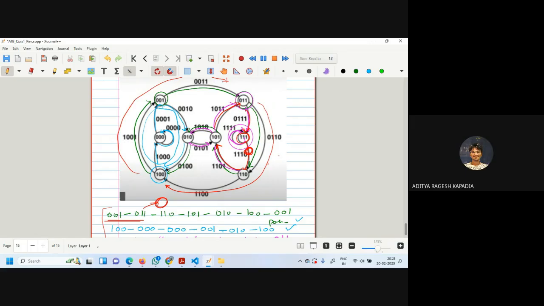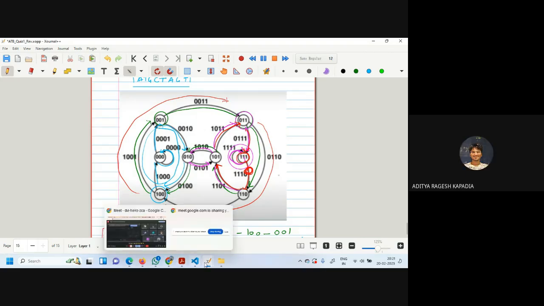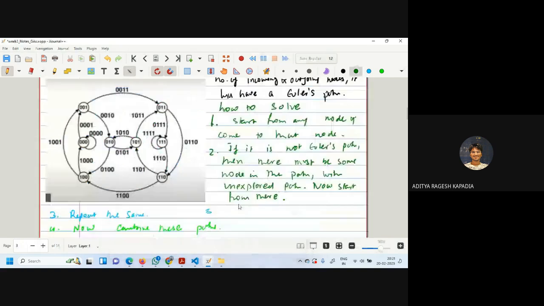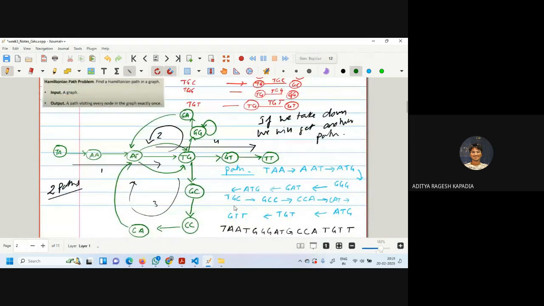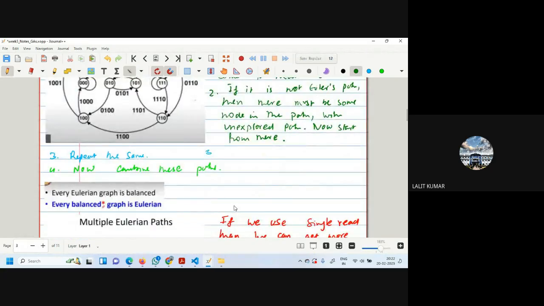Sir, can you explain once again? Okay, just hold on. So this is, can I take a small example? This is a very big example. So the small example was here.